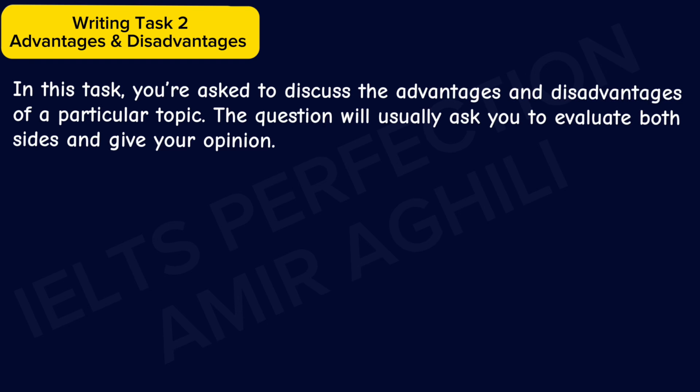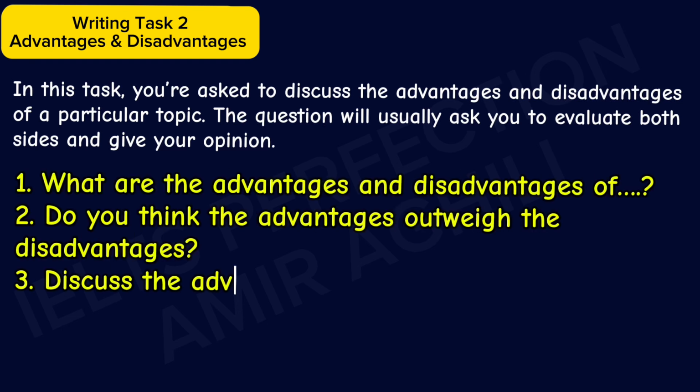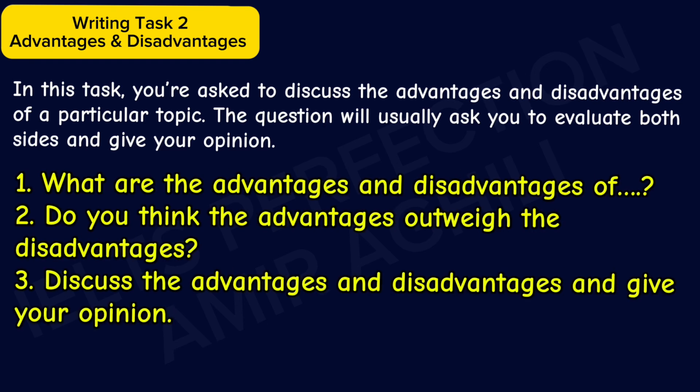There are different types of questions for this type of essay. Number 1, what are the advantages and disadvantages of something? Number 2, do you think the advantages outweigh the disadvantages of something? And number 3, discuss the advantages and disadvantages and give your opinion. So as you can see, only in the third one, the question is asking for your opinion. So if it doesn't ask, you should not mention it in your response.